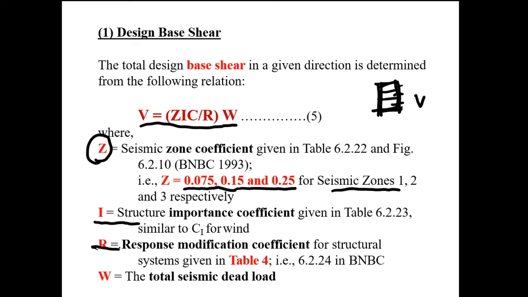Here R is the response modification coefficient. It depends on the type of the structure, that is, which type of element the structure is composed of, either concrete or steel or others. So we will get the value of R in a table in BNBC as well. The last one is W. W is the total seismic dead load. It is not actually only the dead load, it is also a combination of live load to some extent. So let's see the formula in detail.